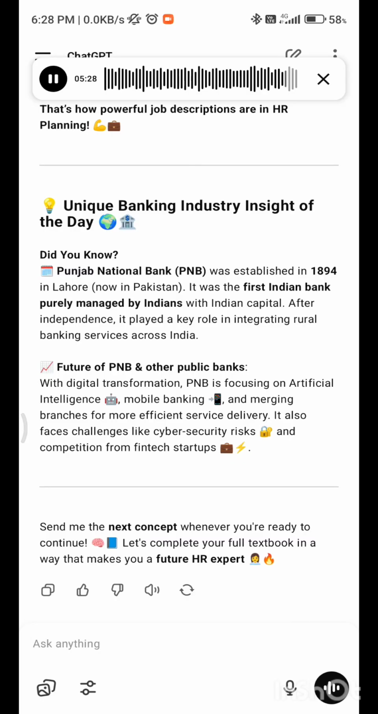Future of PNB and other public banks. With digital transformation, PNB is focusing on artificial intelligence, mobile banking, and merging branches for more efficient service delivery. It also faces challenges like cybersecurity risks and competition from fintech startups.